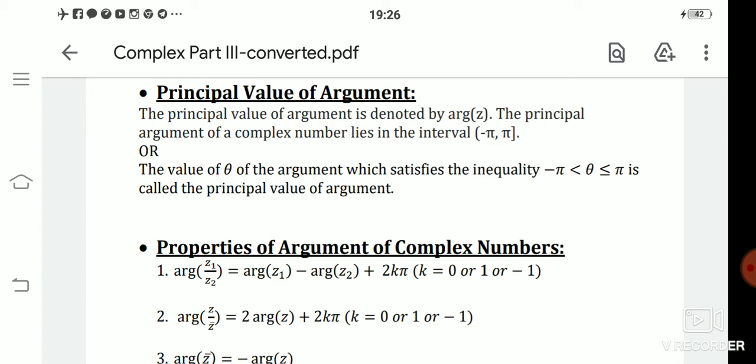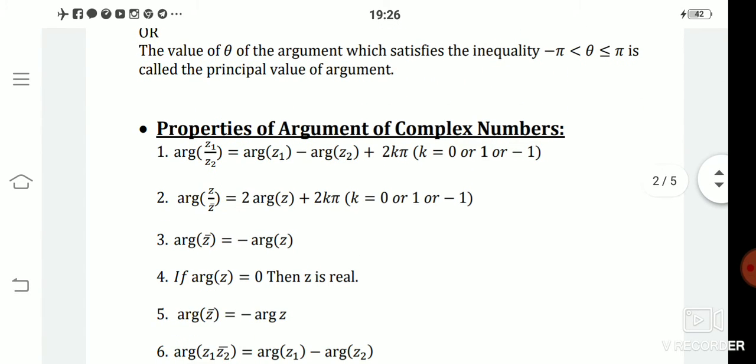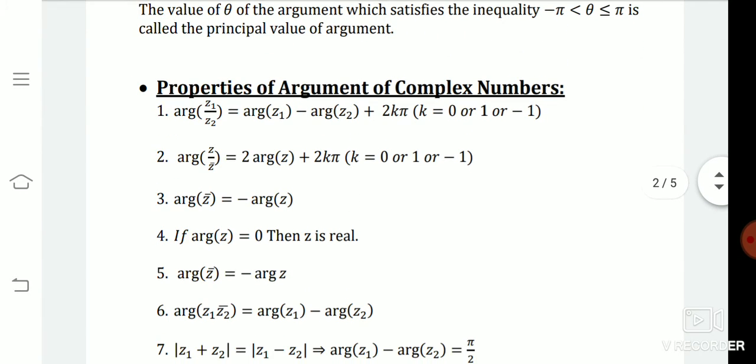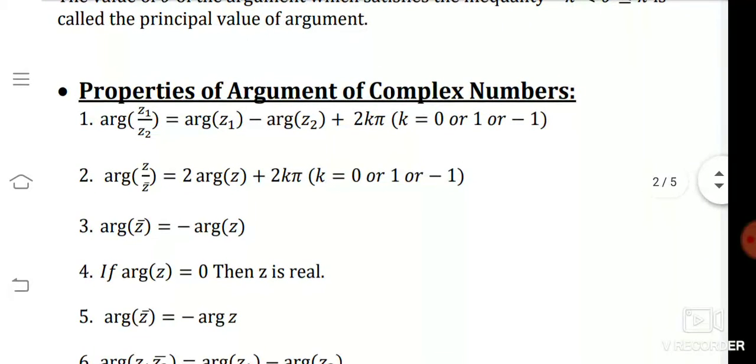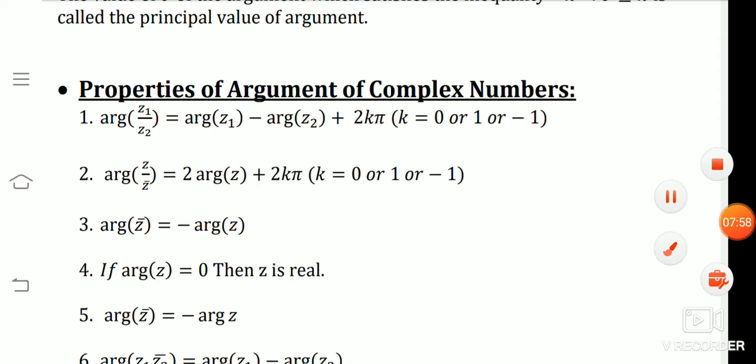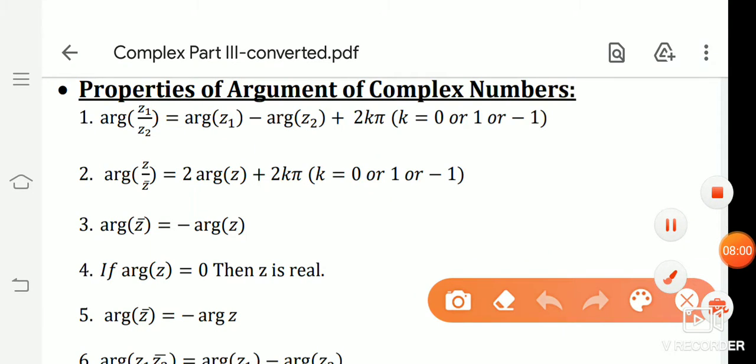Based on this principal value of the argument, we have some properties regarding the argument of a complex number. We have to know these properties; they are very important from the examination point of view. What is the first property? If we have two complex numbers z1 and z2, then argument of z1 divided by z2 can be written as argument of z1 minus argument of z2 plus 2k pi, where k can take the value 0, 1 or minus 1.